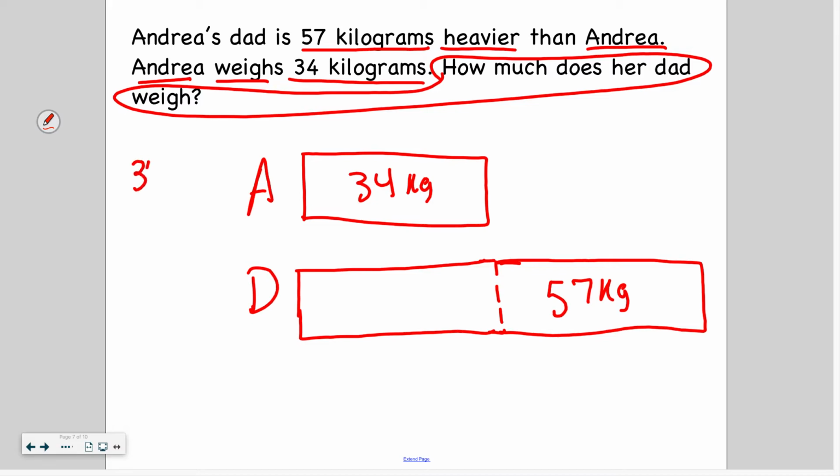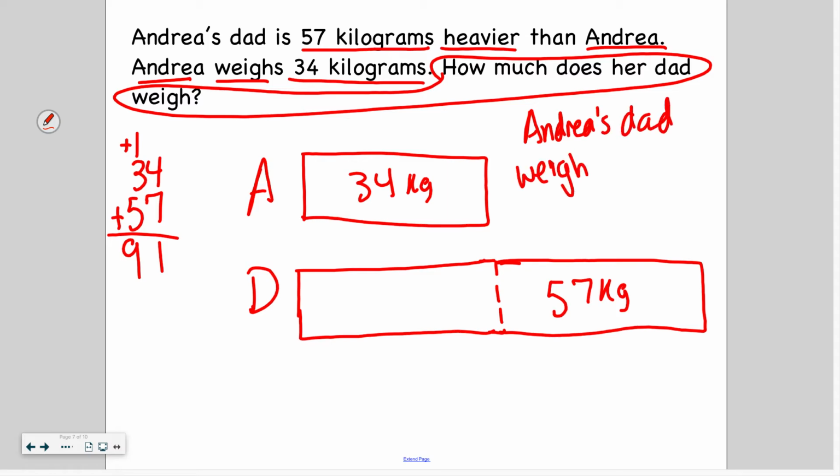I'm going to check your work. 7 plus 4 is 11. I'm going to regroup the 1 into the tens place. 1 plus 3 is 4. And 4 plus 5 is 9. 91 kilograms. So Andrea's dad weighs 91 kilograms.